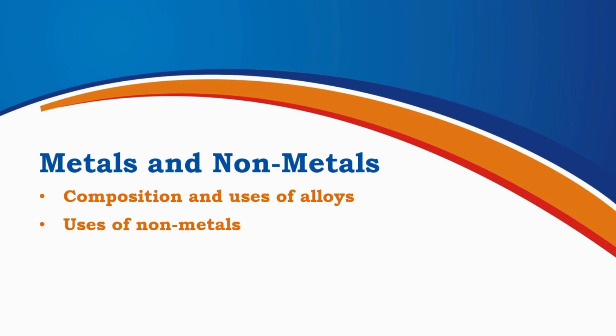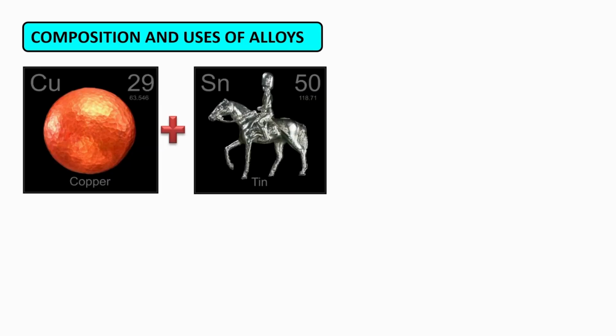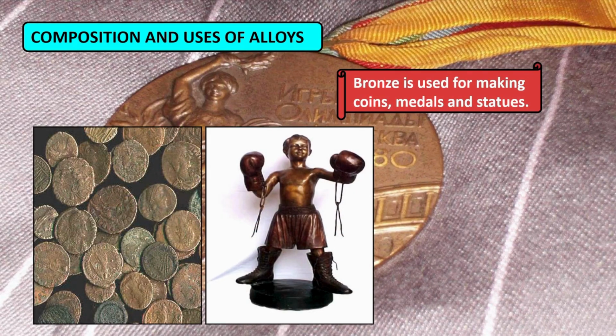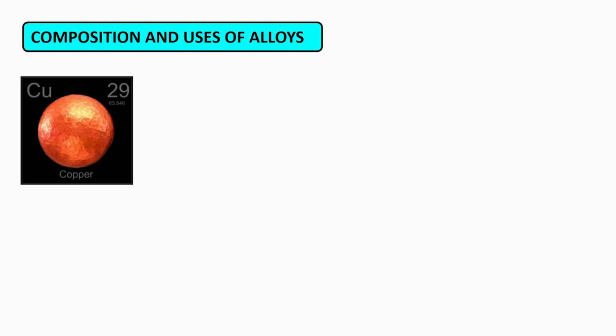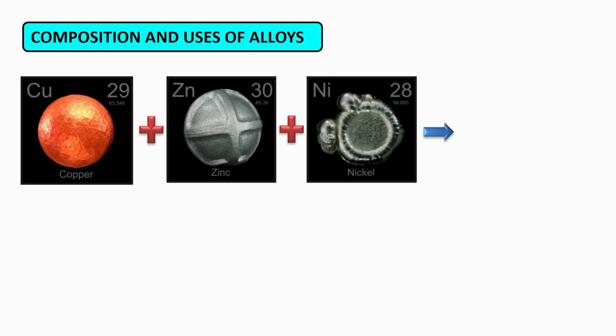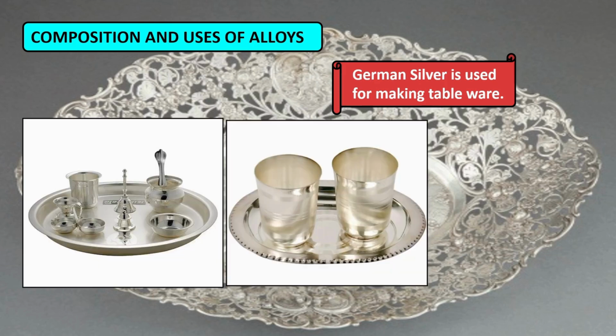Composition and uses of alloys. Copper plus tin gives you bronze. Bronze is used for making coins, medals, and statues. Copper plus zinc plus nickel gives us German silver, that is used for making tableware.